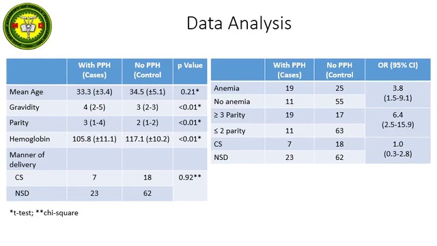So here is now the result of your data analysis. In terms of mean age, there is no significant difference between the two groups. The mean of 33 for those with postpartum hemorrhage is not statistically different from the mean of 34.5 for those with no postpartum hemorrhage, because the p-value is 0.21. For the p-value to be significant, it has to be less than 0.01.